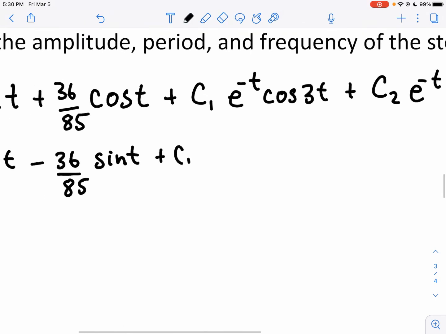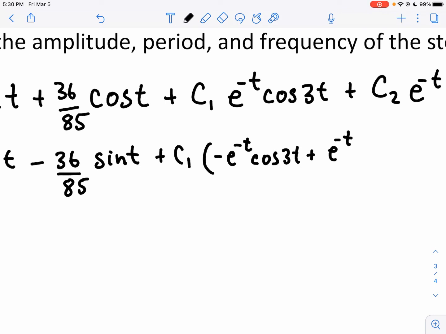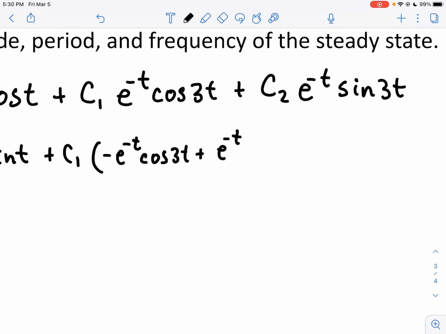So we have plus c1, and now apply the product rule. The derivative of the first: the derivative of e to the negative t is negative e to the negative t times the second, plus the first, e to the negative t, times the derivative of cosine 3t, which is going to be negative 3. So we put subtraction 3 sine 3t.